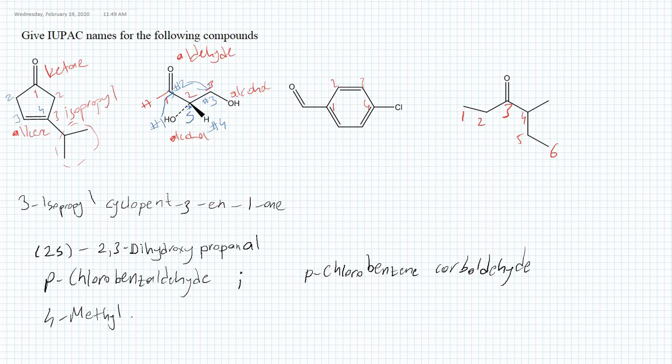And I'm going to use both old and new systems. The old system says that you have to specify the location before the parent. So 3-hexanone, the E will drop, we will add one. Or you can write similarly 4-methylhexan-3-one. So this is the newer system, this is the old system.